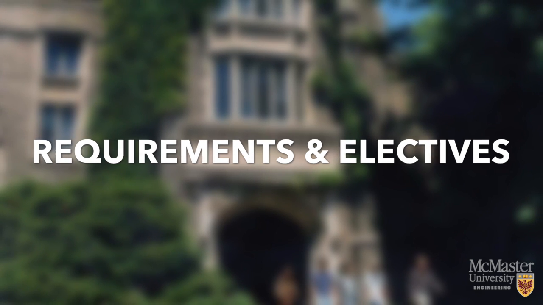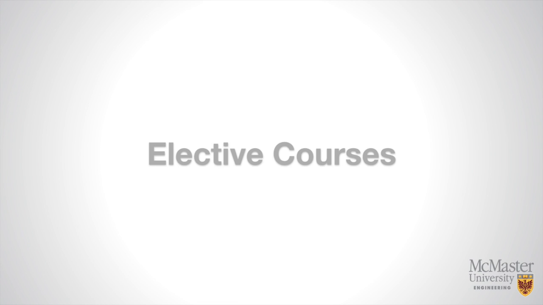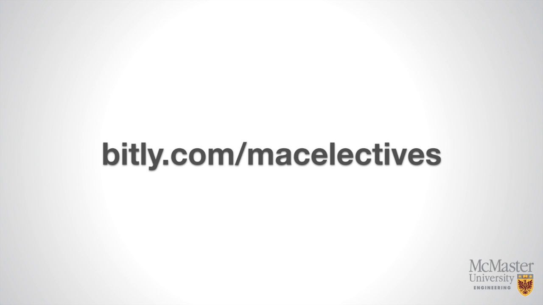Requirements and electives. If you're in Engineering 1 or Computer Science 1, then you have what are called elective courses. These courses aren't optional, you still have to take them in order to fulfill the unit requirements for your program, but it just means that you get to choose some of the classes that you're taking for the year. Visit bit.ly.com/Mac electives and browse through the electives available to all students of McMaster.